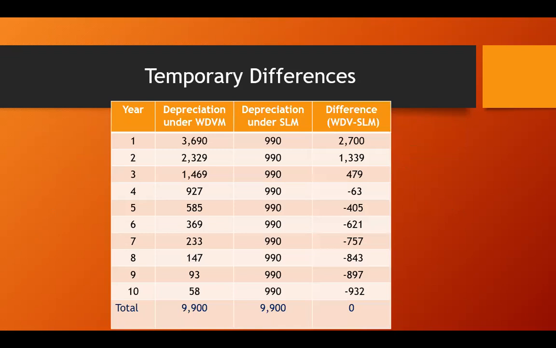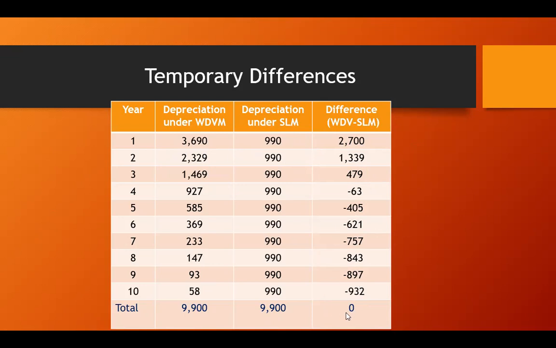This is a picture of the comparison of the WDV method and SLM method. In the first column, we have seen years 1, 2, 3, 4 up to 10 years. In the second column, you have the depreciation amount under the WDV method, 9,900 total. Depreciation in the straight line method is given in the third column, total 9,900. In the fourth column, we find the difference in the depreciation amount for each year. Suppose in the first year, 3,690 minus 990, you get 2,700 extra depreciation given in the first year under the WDV method compared to straight line. Like this, if you find the difference, the first 3 years are positive, in the next 7 years you find negative, totally zero.